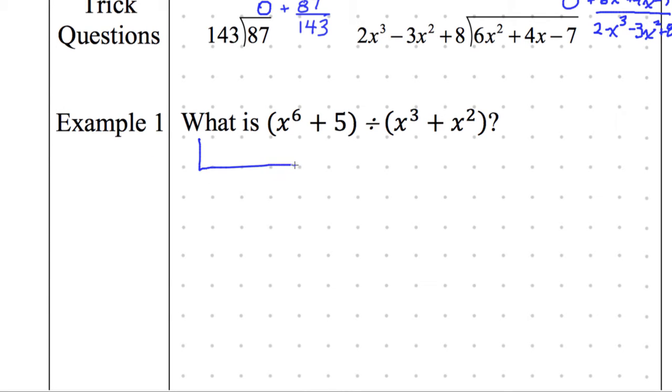Again, skip a line right here. Don't write anything on that first line. Skip that line. We are going to be writing x to the power of 3 plus x to the power of 2.